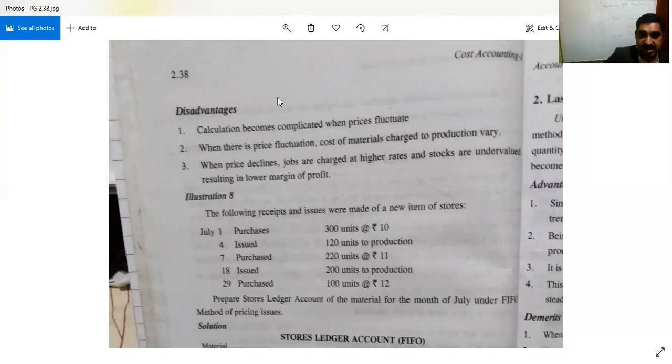Then when there is a price fluctuation, the cost of the materials to be charged to the production may vary. Fluctuation in the price, then the cost also will be changing. Then when price declines, jobs are charged at a higher rate and stocks are undervalued, resulting in lower margin of profit.